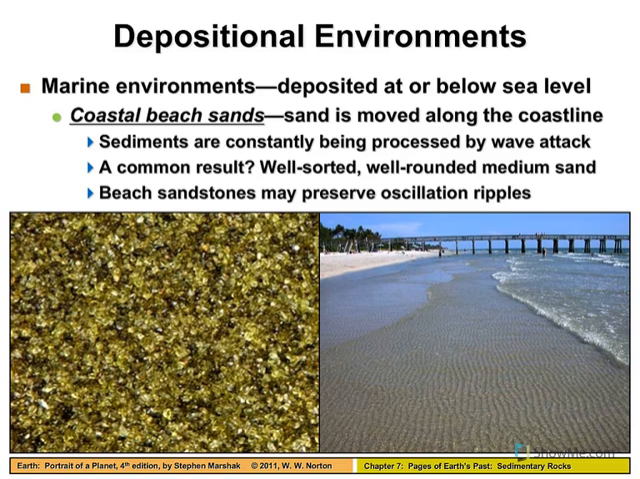Moving out into the marine environments, we can get beach sand, right? Coastal beach sands, which again, this is very mature sand, so it tends to be very well sorted, well rounded, and it tends to be predominantly composed of quartz. And of course, you can see here those nice oscillation ripples showing as my water is moving in one direction and then the other direction.